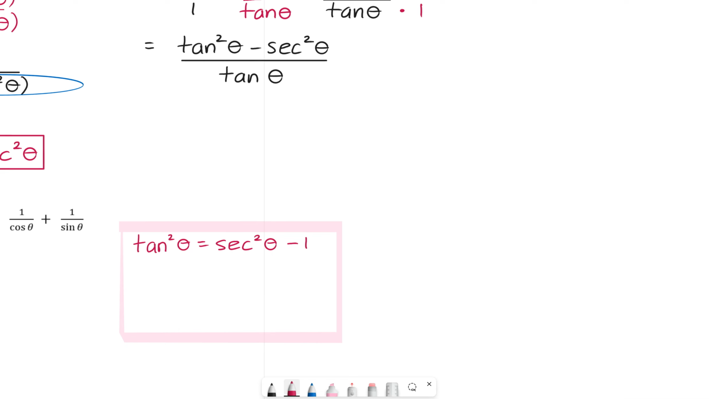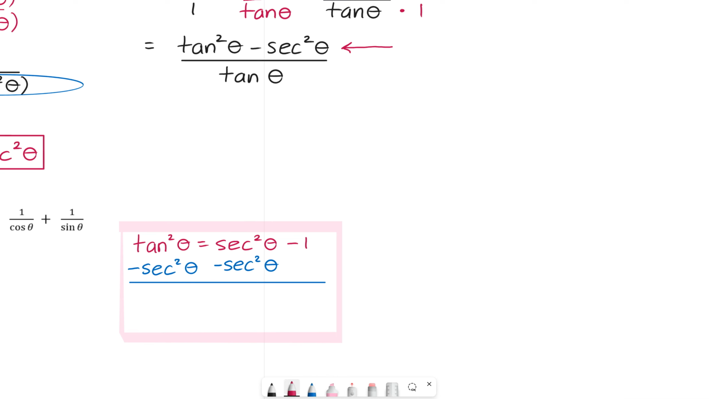Okay, so I wrote it in this pink box. So we need to manipulate tangent squared equals secant squared theta minus 1. We want to make it look like this: tangent squared minus secant squared. So what I'm going to do is subtract secant squared on both sides of this equation that's in my chart, so that I can obtain the desired tangent squared minus secant squared.